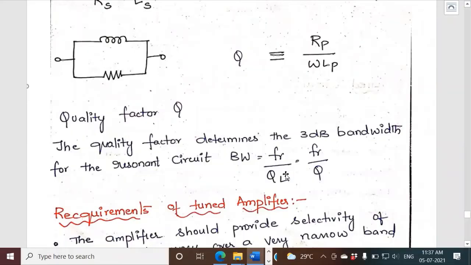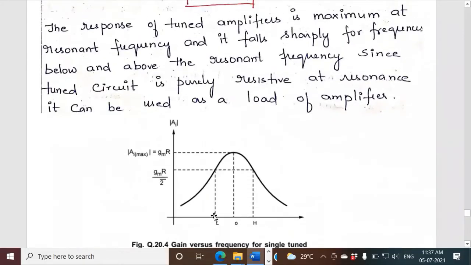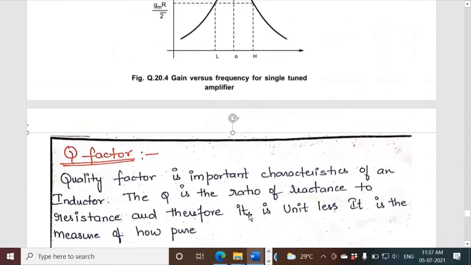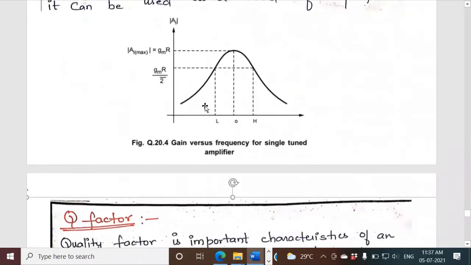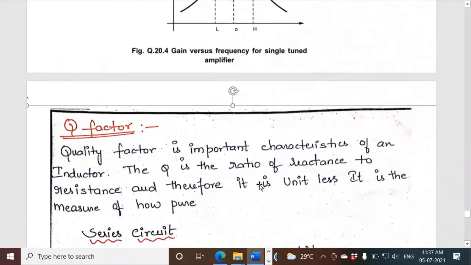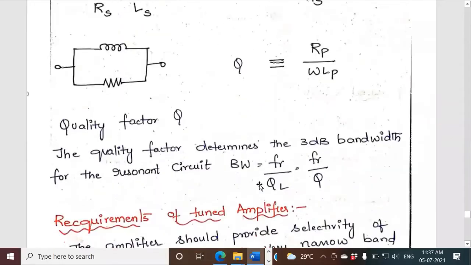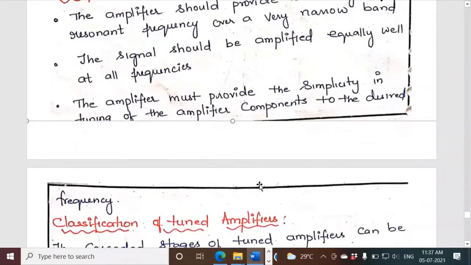Q is FR by BW, where FR is the resonant frequency. Bandwidth is the higher cutoff frequency minus the lower cutoff frequency. If the bandwidth is very small, we are selecting a very narrow range of frequencies, hence the quality is high. So the quality factor is inversely proportional to bandwidth. All this we have discussed.